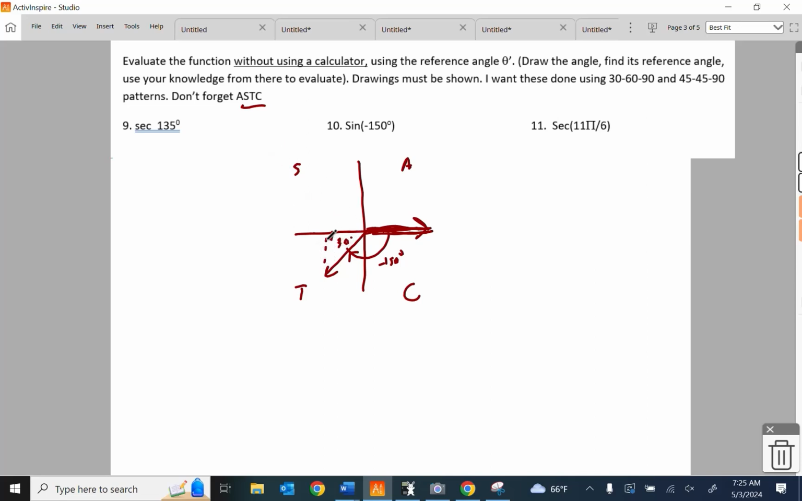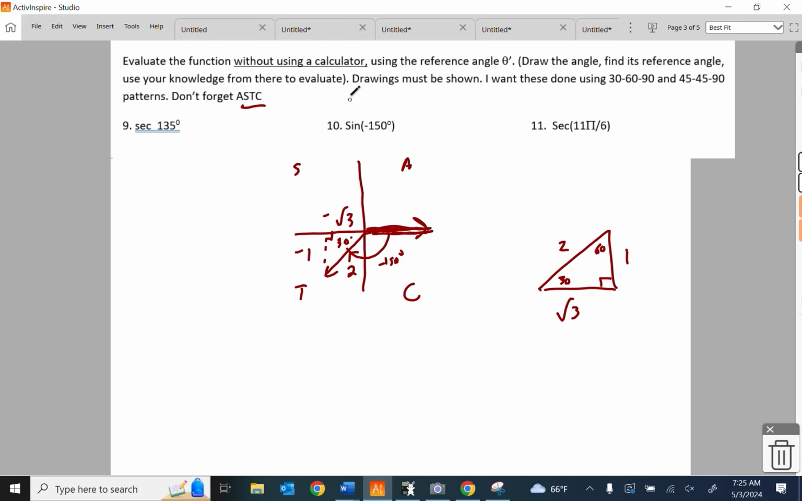And now it says use your knowledge of 30, 60, 90 and all that stuff. So I'm thinking about a 30, 60, 90. You should too. We got 1, 2, root 3. So opposite of 30 is a 1. Direction makes it negative. Adjacent to 30 is a root 3. Direction makes it negative. And hypotenuses are always positive.